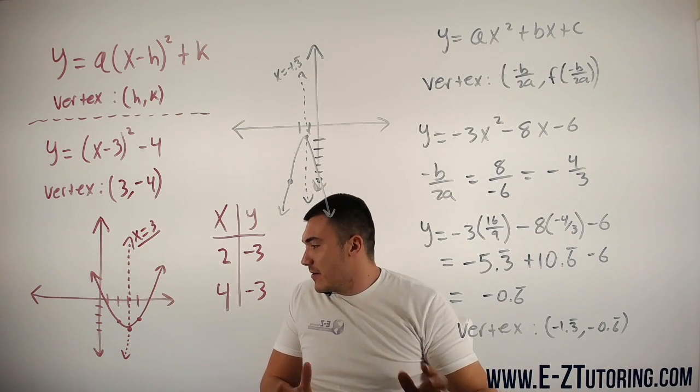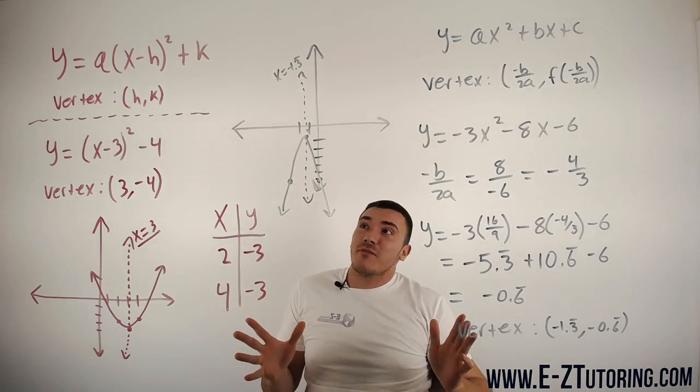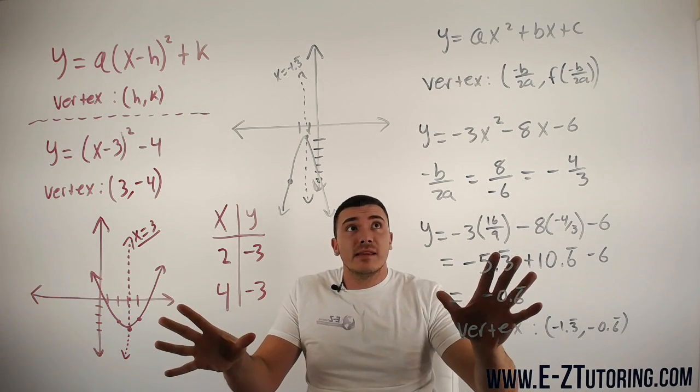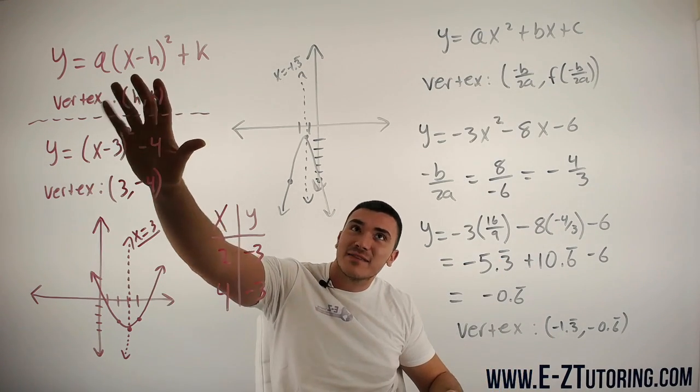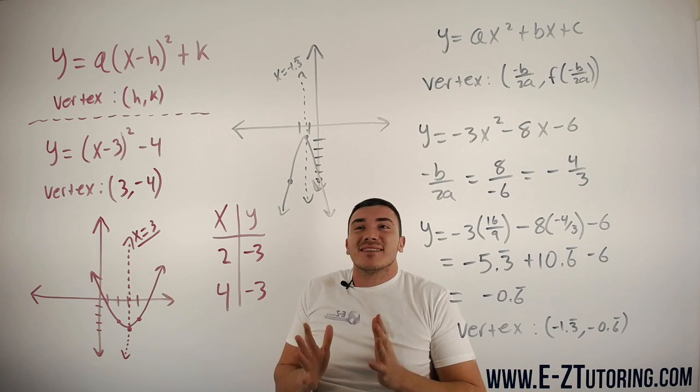All right, so that is how you graph parabolas using two methods, either for standard form or for vertex form. So, hope you guys understood this.